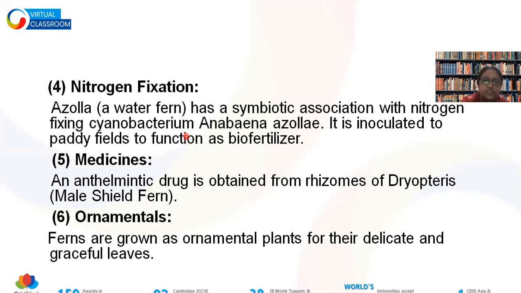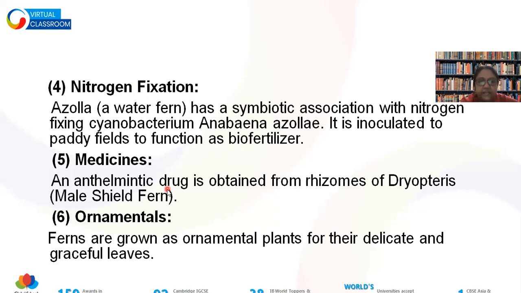Have you ever heard about this word? There was a chapter called Improvement in Food. Yes, ma'am. So in a paddy field, for proper growth of paddy, you will require lots of water. And in that waterlogged condition, this Anabaena and Azolla grow, and they fix the nitrogen, which in turn increases the fertility of soil, and it helps the farmers to get a good growth of paddy.